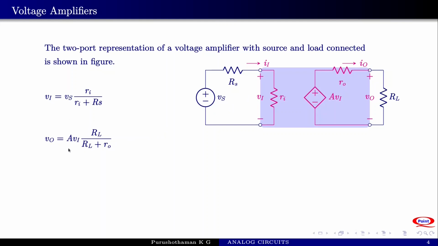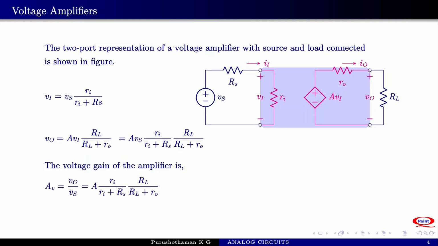Substituting for Vi from the previous equation, we get A into Vs into Ri by Ri plus Rs into RL by RL plus Ro. So the gain of the amplifier is Vo divided by Vs, given by A into Ri by Ri plus Rs into RL by RL plus Ro. This is the expression for the voltage gain of a voltage amplifier.